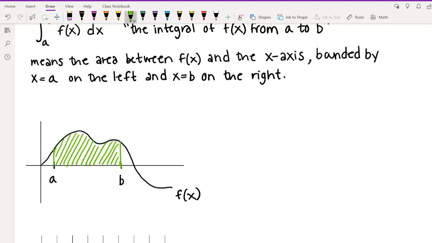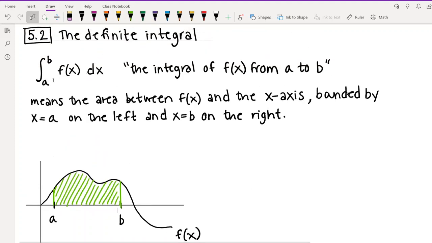So bottom line, there's not much new going on yet. It's just this new symbol. It's just a new way, instead of always having to write, find the area bounded by this and bounded by that, we now have this symbol that summarizes that idea all in one.